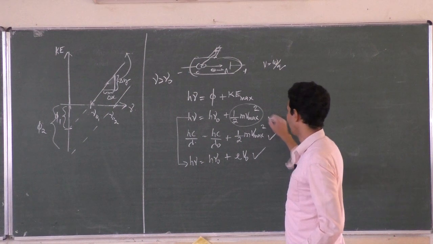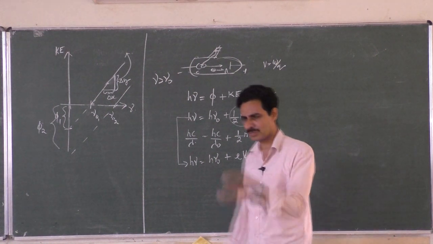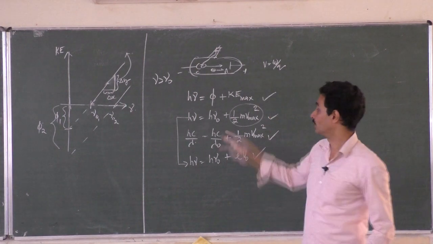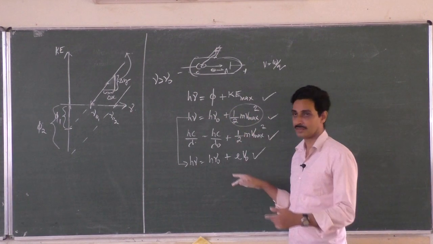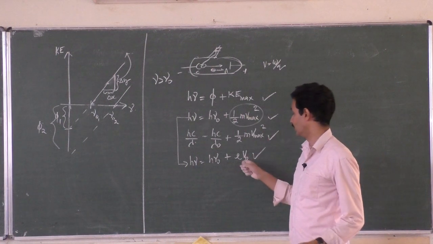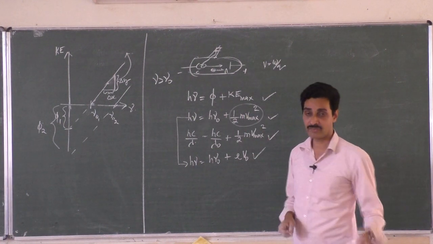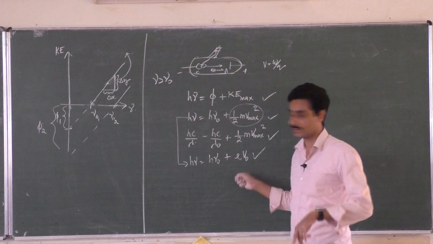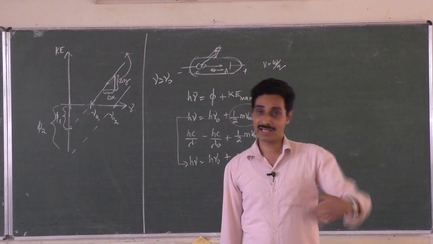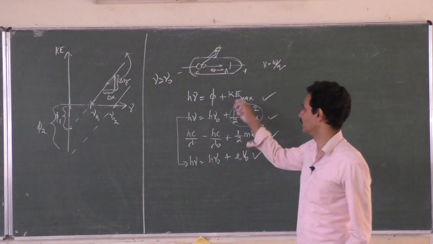So these three or four formulas must be at the tip of your tongue. You must know how to convert any form into another. Work function, h nu naught. Stopping potential, kinetic energy, half m v maximum square or e V naught. Supplied energy, h nu or hc by lambda. Work function, hc by lambda naught. Any way you must be able to write.